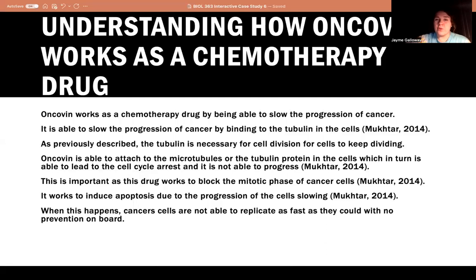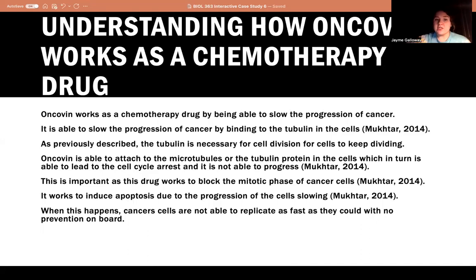Understanding how oncovin works as a chemotherapy drug and its role with tubulin. Oncovin works as a chemotherapy drug by being able to slow the progression of cancer. It is able to slow the progression of cancer by binding to the tubulin protein in the cells. As previously described, the tubulin is necessary for cell division for cells to keep dividing.